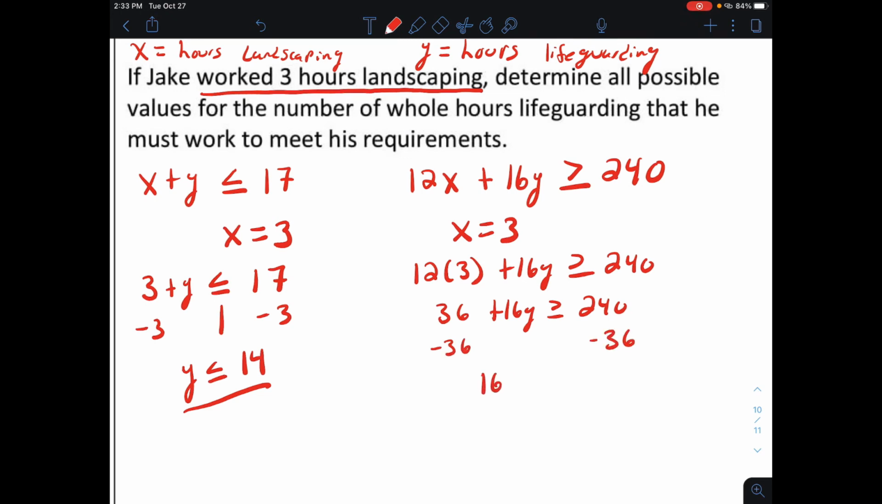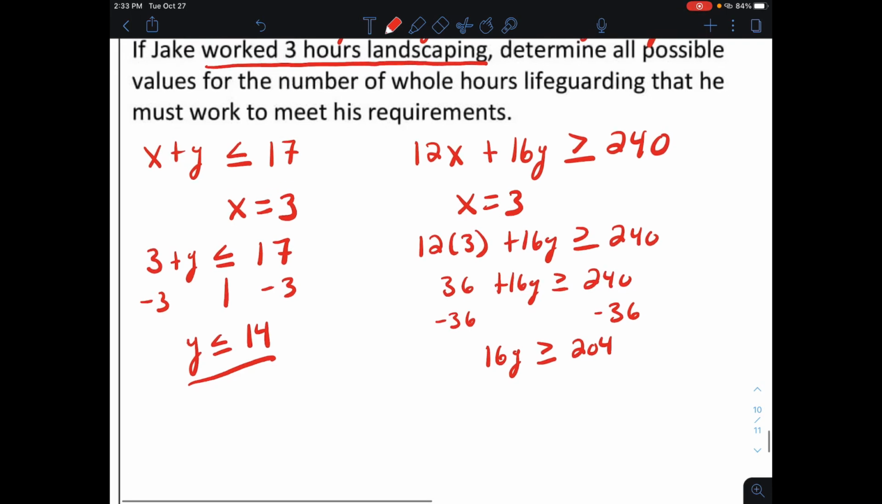and that gives us 16 times y is greater than or equal to 204. And then from here, we're going to divide by 16. So we divide by 16 on both sides, and we get y must be greater than or equal to, well, 204 divided by 16, and it winds up being a decimal, 12.75.